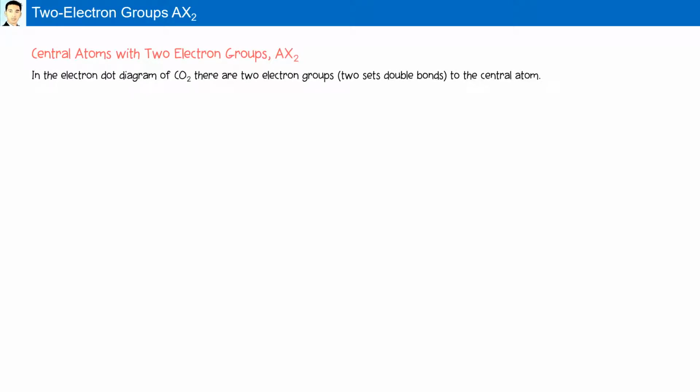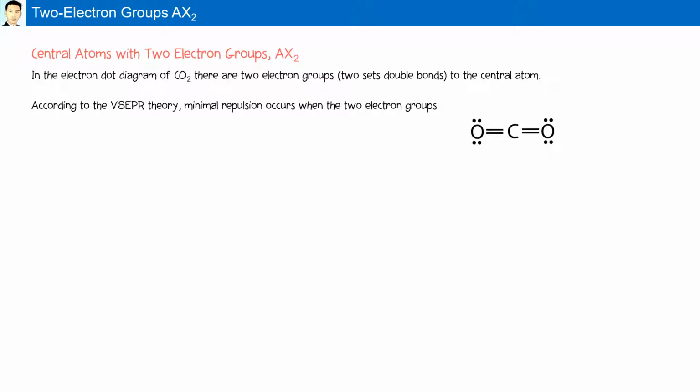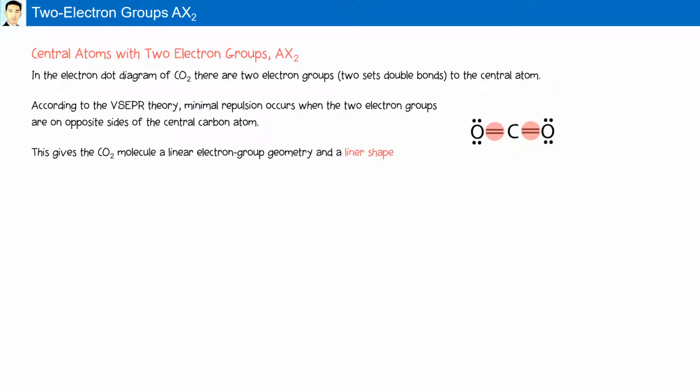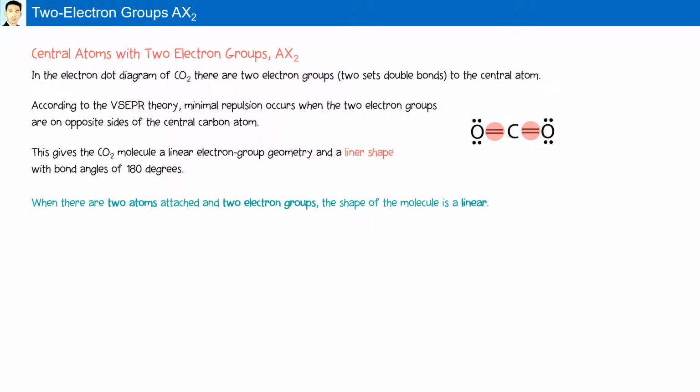Two electron groups, AX2. Central atoms with two electron groups. In the electron dot diagram of carbon dioxide, there are two electron groups, two sets of double bonds to the central atom. The central atom here is carbon. According to the VSEPR theory, minimal repulsion happens when the two electron groups are on opposite sides of the central atom. Here we have an electron group to the left of the carbon, and one to the right of the carbon atom. This gives the carbon dioxide molecule a linear electron group geometry and a linear shape, with bond angles of 180 degrees. When there are two atoms attached and two electron groups, the shape of the molecule is linear.